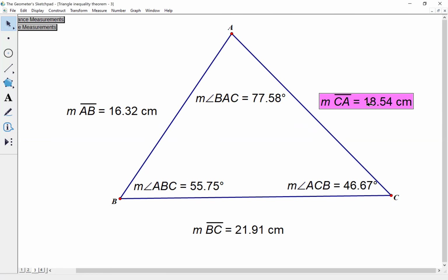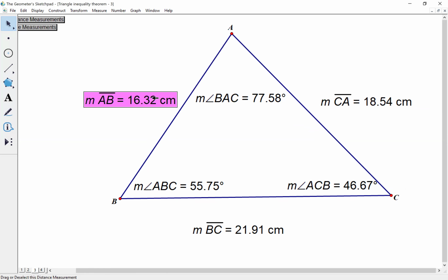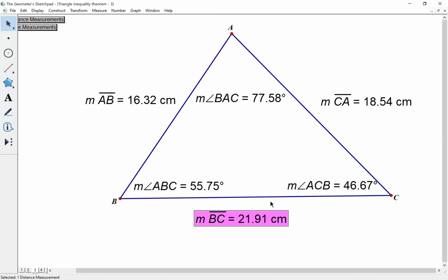Okay, one thing I want us to see, let me look at the sides here. Which one is the biggest side? I'm comparing the sides. 16.32, 18.54, and 21.91. I'm gonna say that's the biggest side, right? The side is BC. It's the biggest side. Okay. Now look at the angles. The angles are the numbers on the inside, by the way. Here's the measurement of angle BAC, the measurement of angle ABC, and the measurement of angle ACB. Which angle is the biggest? I think we can agree it's 77.58, right?